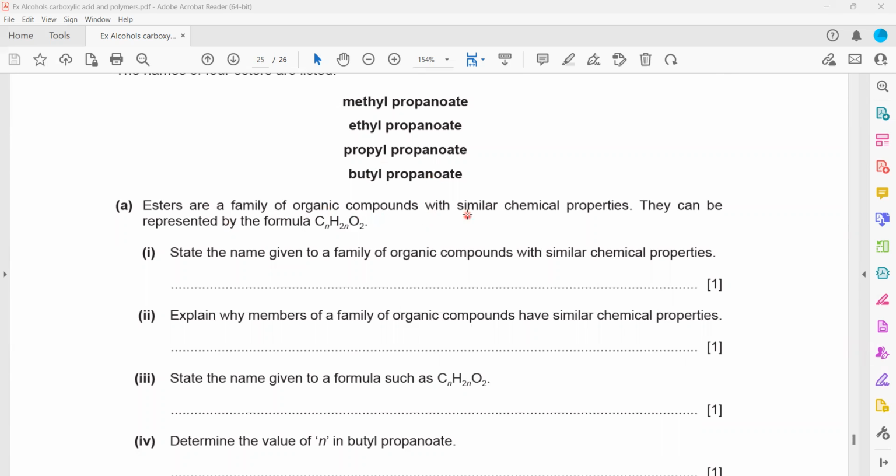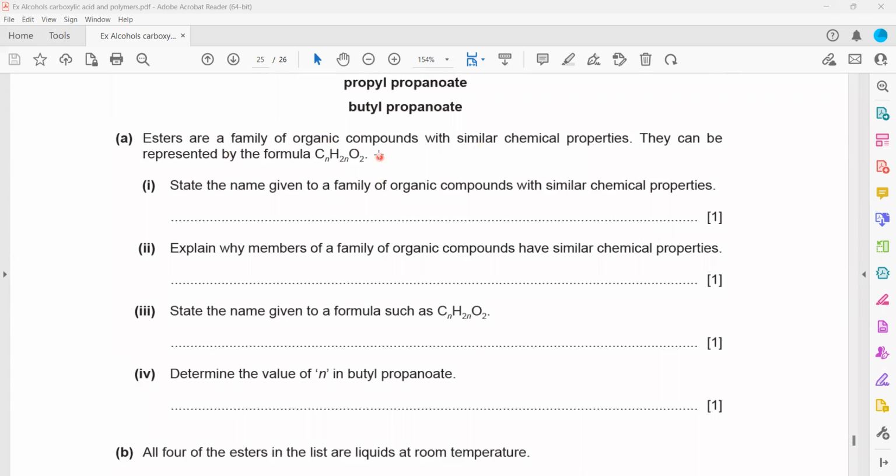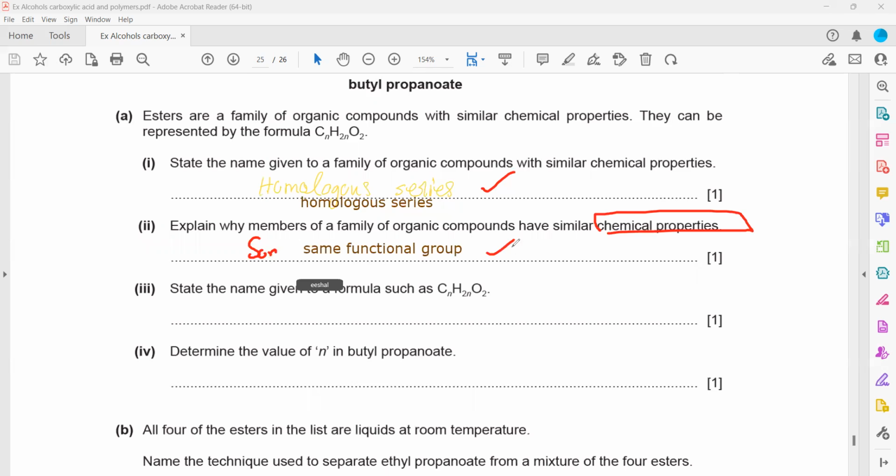Esters are a family of organic compounds with similar chemical properties. They can be represented with a general formula, as I just mentioned previously. State the name given to organic compounds with similar chemical properties. So we call them a homologous series. Explain why members of a family of organic compounds have similar chemical properties. What is the reason? They have the same functional group. Good, because they have the same functional group. That's why they have the same tendency to react.